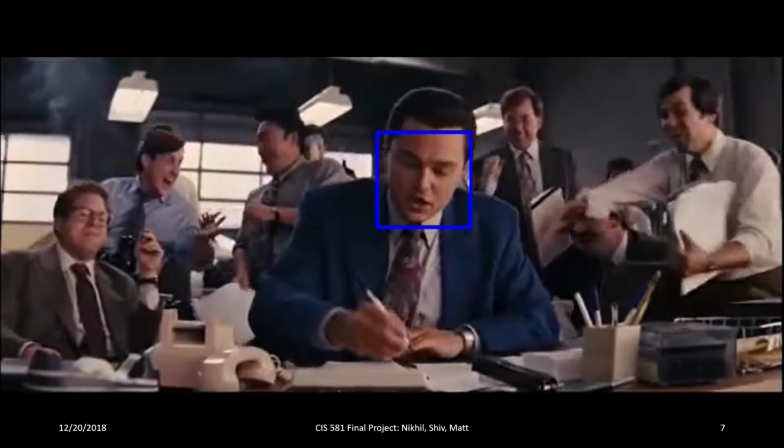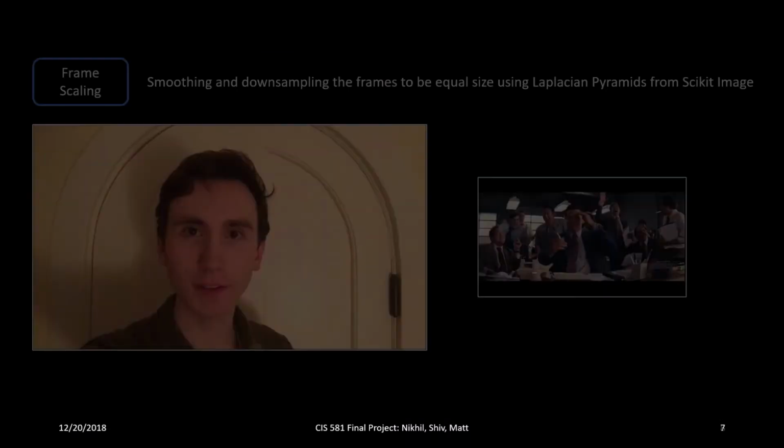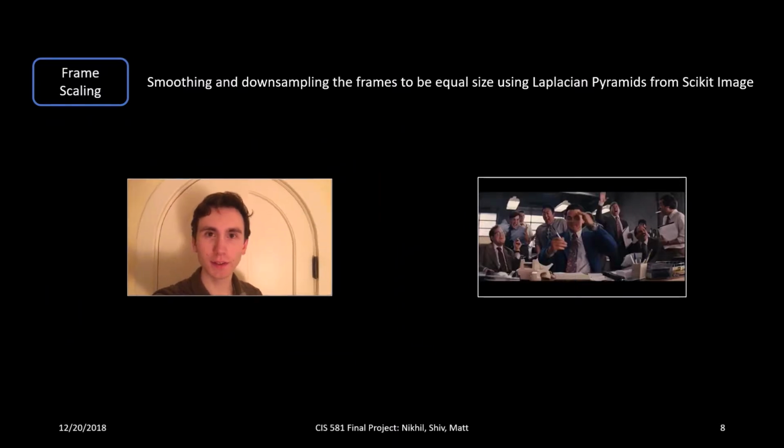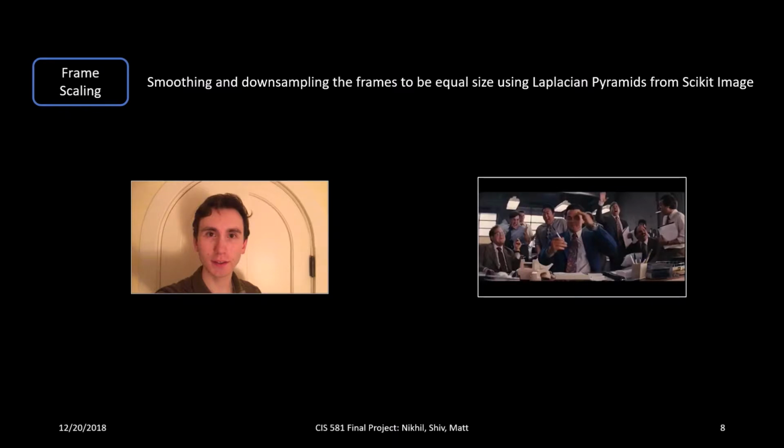The next step brings us into the actual loop, first step being frame scaling. This is a simple step that uses a method from scikit-image to scale down the images to be the same size using Laplacian pyramids. For runtime, whether the source or the target is smaller, we're going to go with the size of the image that is smaller.